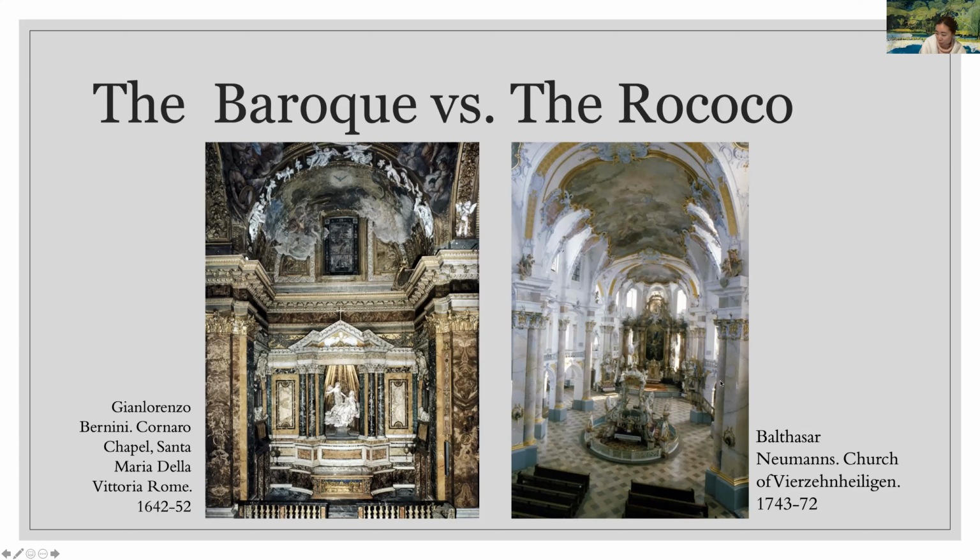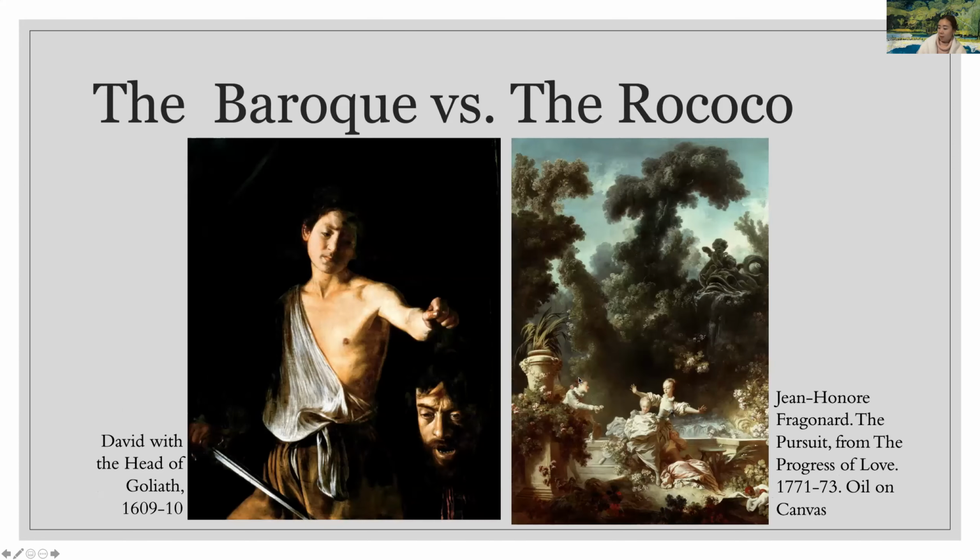So as you can see, Baroque style is dark but grandeur, and the Rococo style is bright, feminine, and sophisticated. And let's see the painting now. The left one is Baroque style painting, the Caravaggio's painting, right? And the right one is the Rococo style painting.